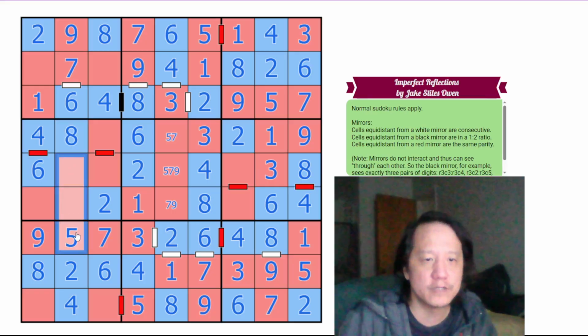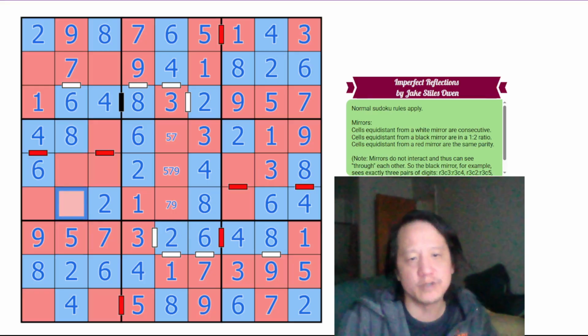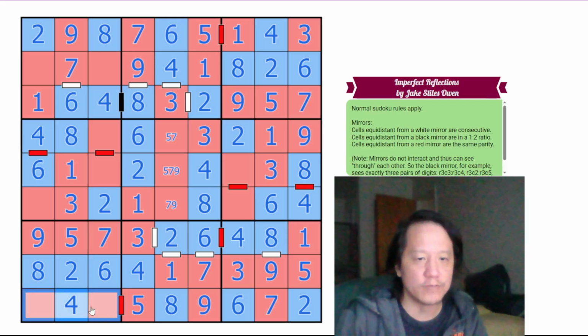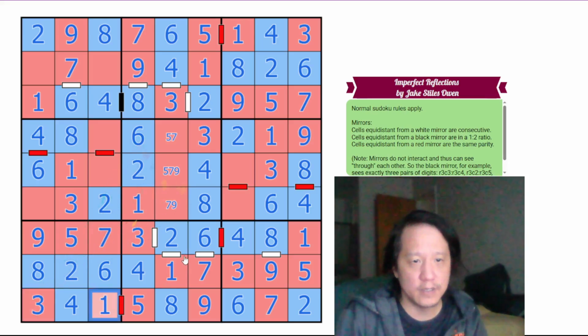Remaining digits in column 2 are 1 and 3. This can't be 1 because of 1 in the row. So this is 3, this is 1. We have 1 and 3 remaining in row 9, too. This can't be 1 because of 1 in the column, so this is 3, this is 1.